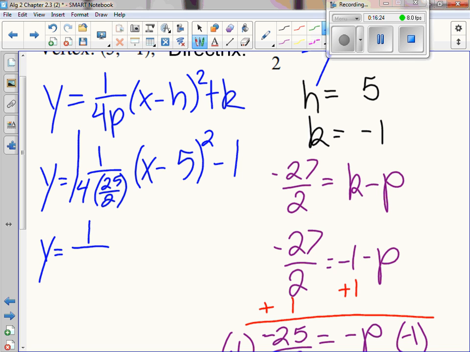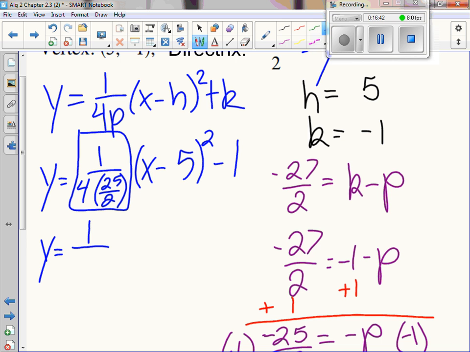This here, if you have trouble doing fractions and stuff like this here, type it in. Type it into the calculator and let it do it. Because luckily for this one here, it's not too bad. 4 and 2 would simplify.